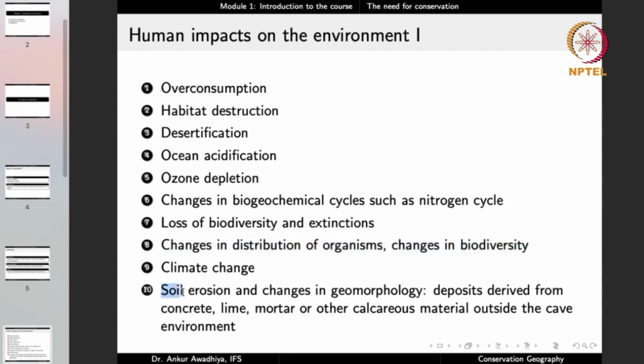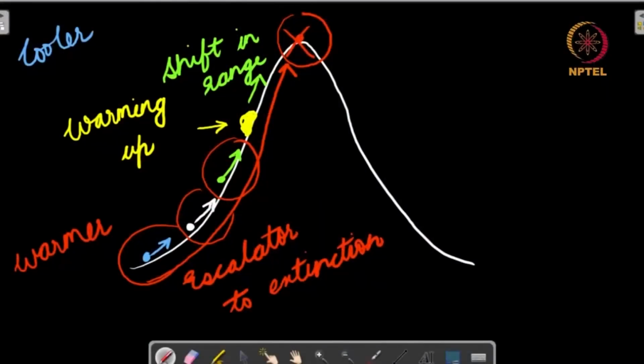Another impact is soil erosion and changes in geomorphology. Because we are denuding the soil cover, removing all the trees and plants, it is now much easier for the soil to get eroded. So in many places we no longer have the soils, and the soils that have been eroded move to other places and get sedimented there. Now how does that impact us?